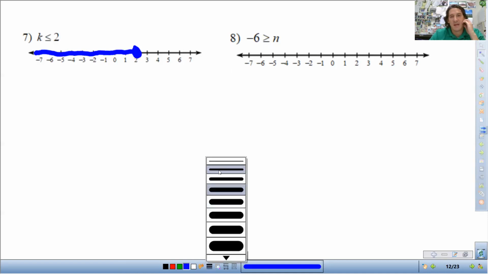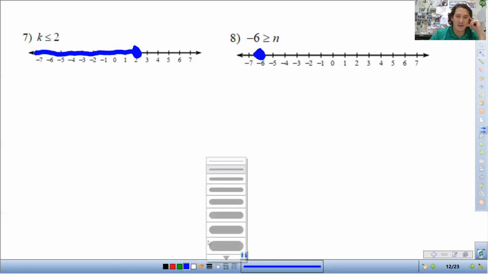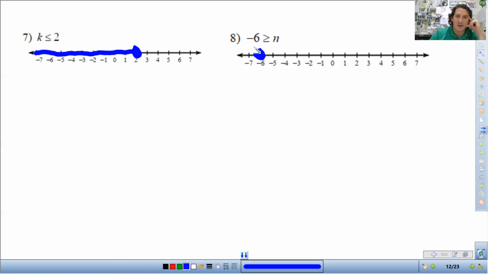So next one, -6. So you're going to find -6. Has a line underneath it, so I shade it in. Now you need to look at this. Is n bigger or smaller than -6? This is opening up towards -6, so that means -6 is a larger value, so n is smaller, so that means I need to shade all values smaller than -6. That's the way.